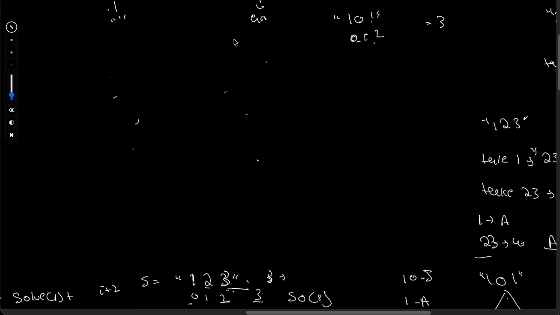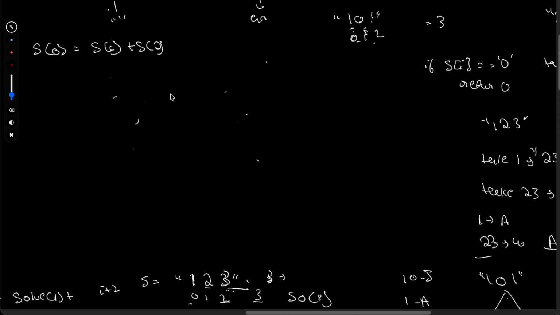So see, index 0, character is 1, so can we take 1 digit? Yes, 1 is valid. Can we take 2 digits? Yes, 10 is also valid. So solve of 0 is solve of 1 plus solve of 2. Now we calculate both. Next is index 1, character is 0. If string of i is equal to 0, we have to just return 0 because 0 cannot be decoded alone.